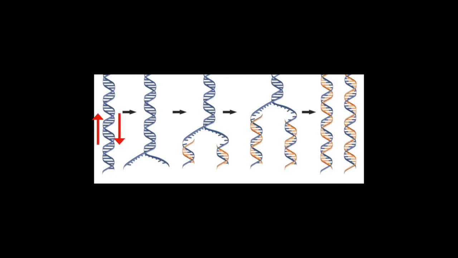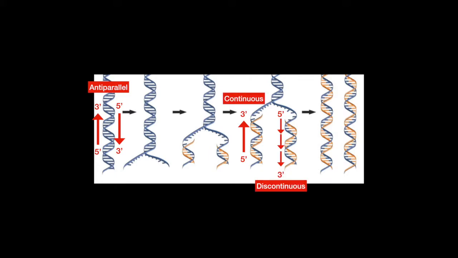DNA has two strands, each running antiparallel to each other. DNA can only be synthesized in the 5' to 3' direction, and therefore involves continuous and discontinuous synthesis. The strand that is discontinuous is called the lagging strand.